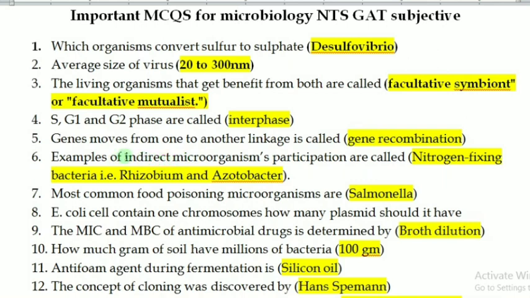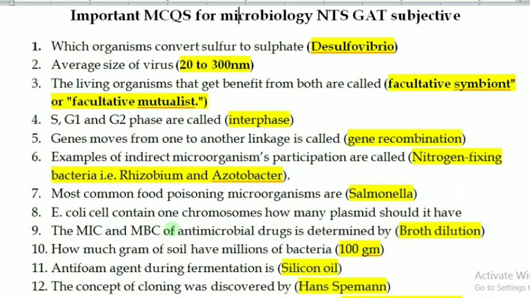Then another MCQ says: let's suppose we have the example of an indirect microorganism that takes participation. What do we call this? We call that nitrogen fixing bacteria, and in nitrogen fixing bacteria we have two types, which are Rhizobium and Azotobacter. The next MCQ says: most common food poisoning microorganisms are, so the microorganism is Salmonella.